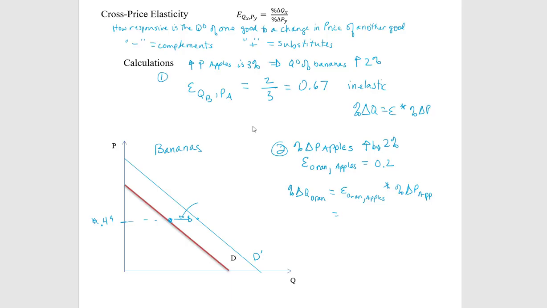Okay, so our elasticity is 0.2. Our price increase was 2%. Oranges will increase in consumption by 0.4% when the price of apples increases by 2%.